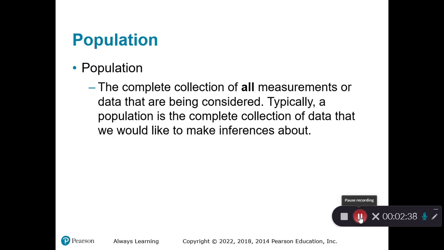A population. In statistics, we refer to the entire group that we are interested in as the population of interest. If I am gathering data about third graders at one particular school, then all of those third graders at that school would be considered the population of interest. So notice on this slide, the word all is in bold print. That's the word you're going to be looking for. It's the entirety of who or what you are interested in studying.